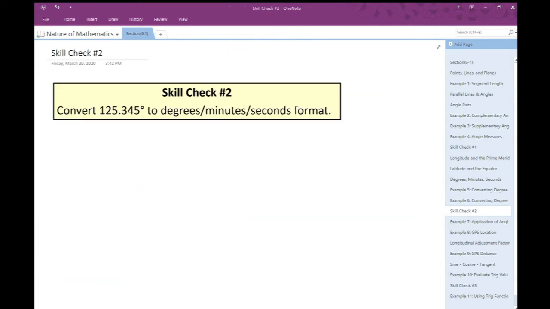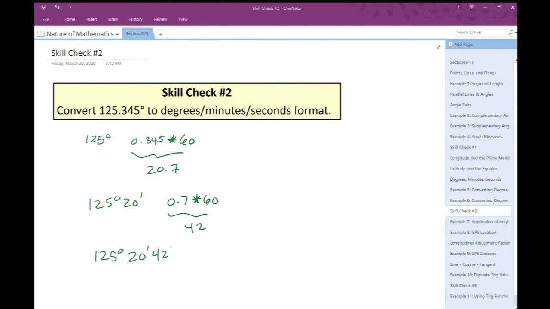Skill check 2, convert 125.345 degrees to degree minute second format. So we have 125 degrees, and now we have 0.345 times 60. This is 20.7, so we're at 125 degrees, 20 minutes, and now we're going to use 0.7 times 60 to get the number of seconds. 42 seconds. So we have 125 degrees, 20 minutes, and 42 seconds. This is equal to 125.345 degrees.